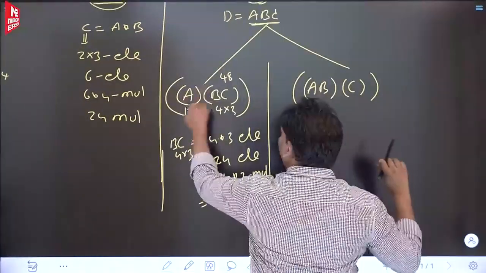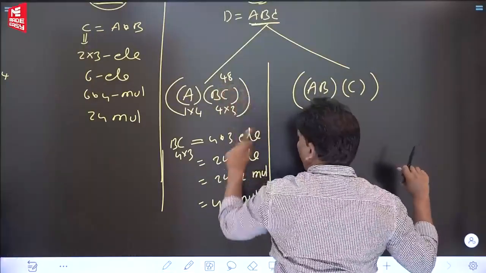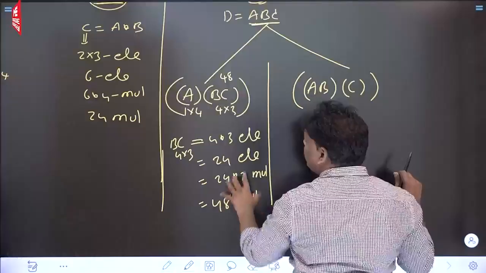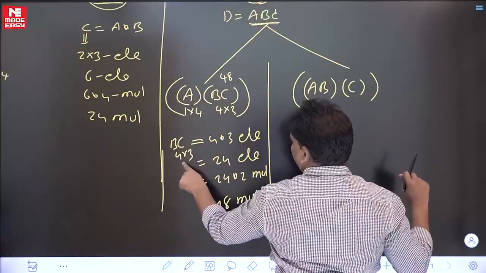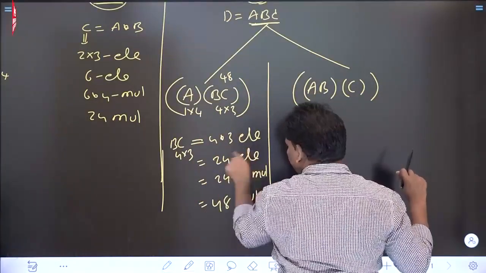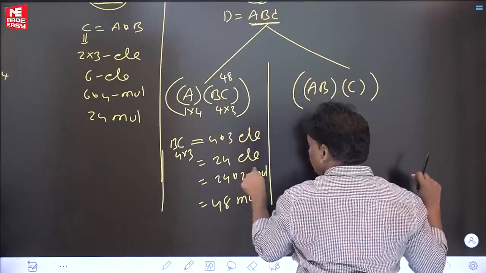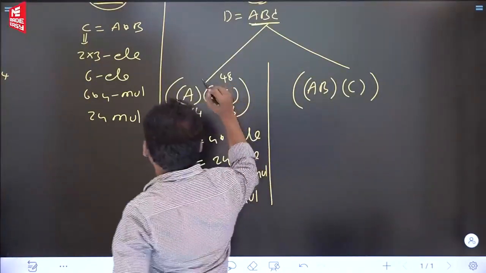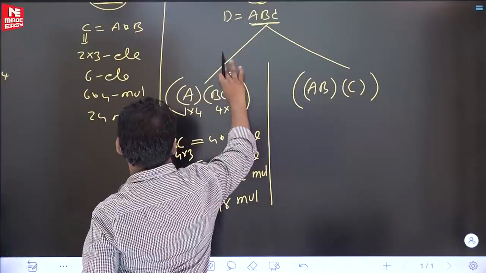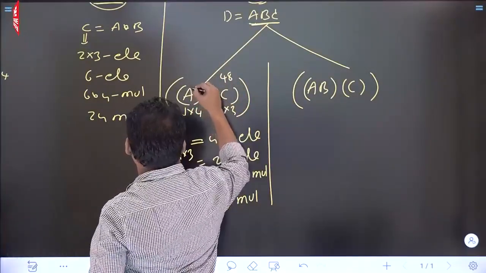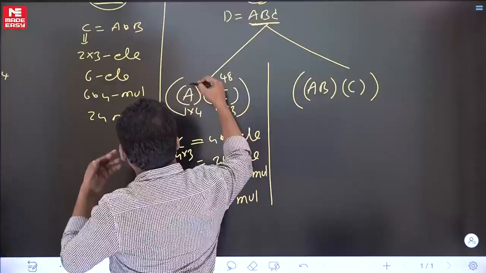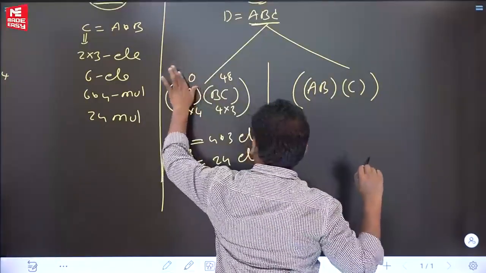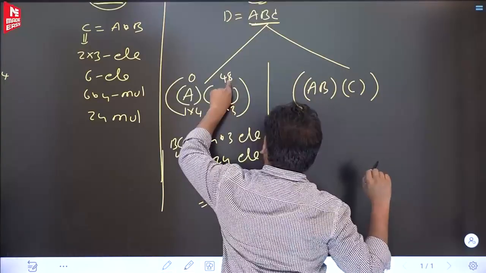If I want to do A into BC, first BC is required. I calculated BC. BC required 48 multiplications. Why? BC size is 4 by 3, and to get every element, 2 multiplications. Right? 24 into 2 goes to 48 multiplications. To get the A, because A is already there, no need to do anything: 0 multiplication. To get the BC, 48 multiplications.